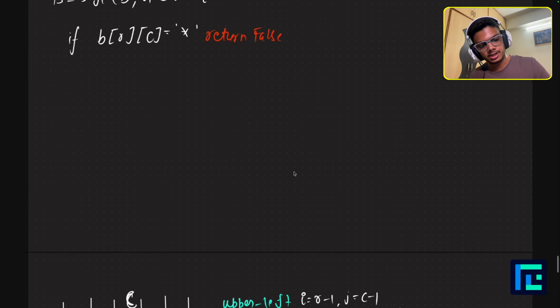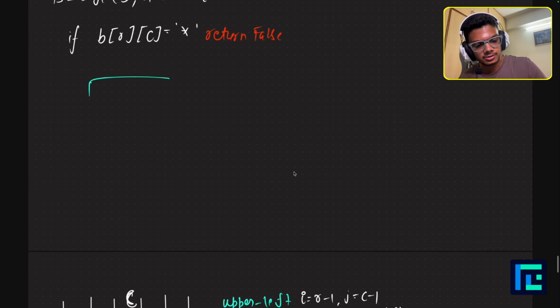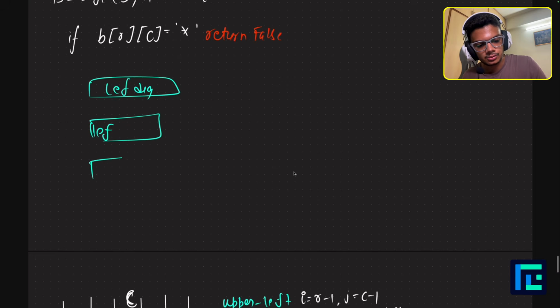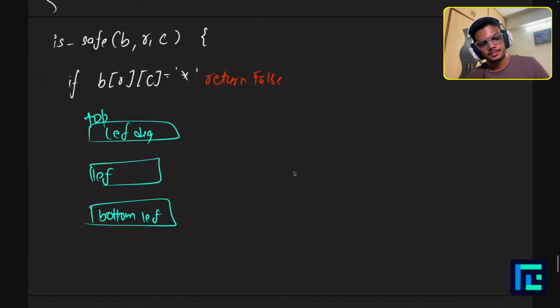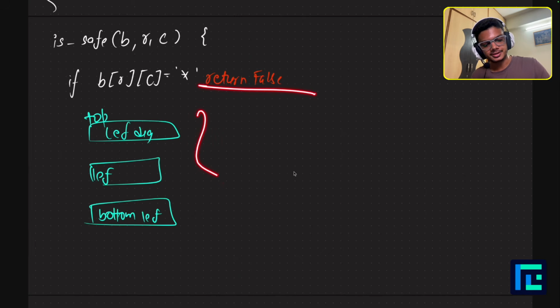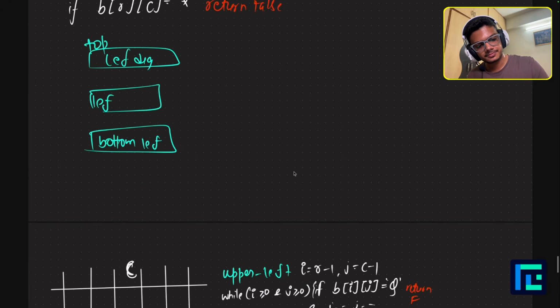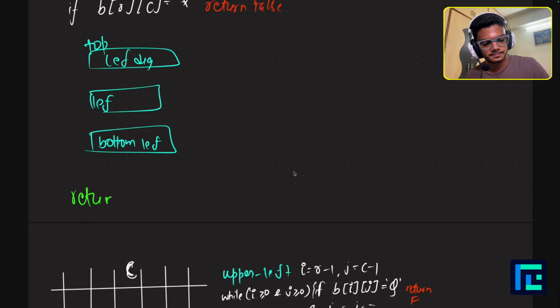Fine. And if none of these three satisfy, like if none of these three will return false, and this one as well, right? So now here you can place the checks for, you can say, left diagonal. You can place check for the left, and you can place check for the bottom left. So this was top left, right? So if false was not returned in these three places, in the end you can return true, right? So that's our if function.